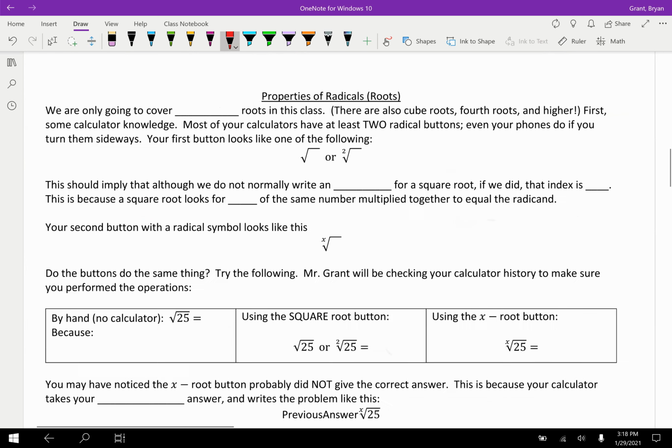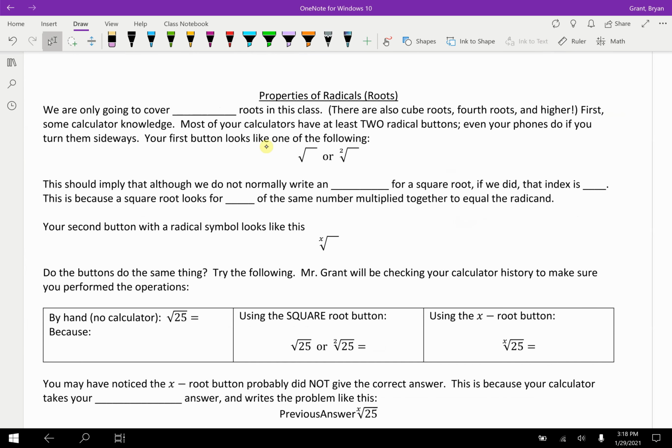Okay, so here we go. Properties of radicals, or roots. I'm going to use these pretty interchangeably. Radical is the symbol, root, square root, cube root, and so forth. We really use them to mean the same thing. They're not quite the same, but close enough. We're actually only going to cover square roots this year. We used to do cube roots as well, but we're trying to make it a little easier. There are cube roots, 4th roots.